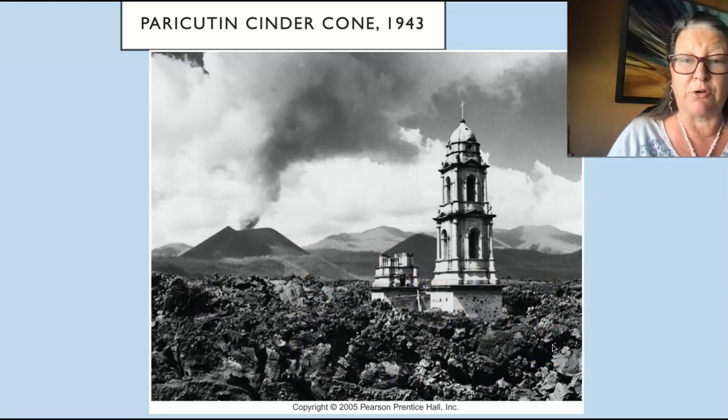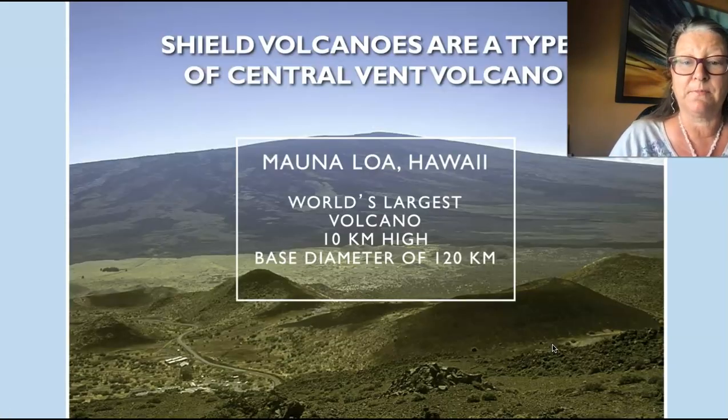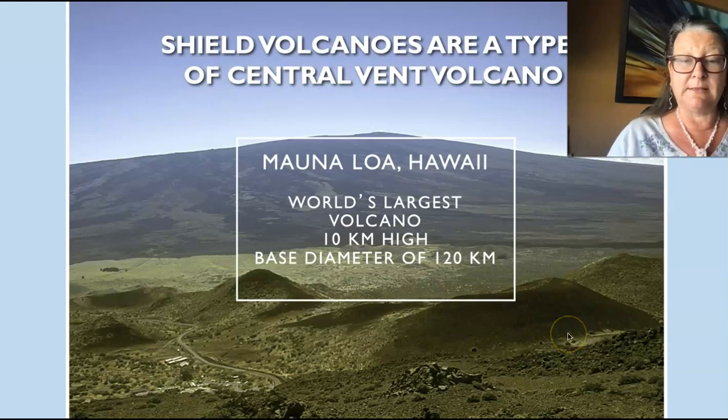So there's a cinder cone for you. They're kind of mysterious. Okay, back to shield volcanoes. So Mauna Loa in Hawaii is a shield volcano, and it is the largest volcano if you count from its base in the seafloor on the Pacific Ocean floor. 10 kilometers high with a diameter of 120 kilometers.